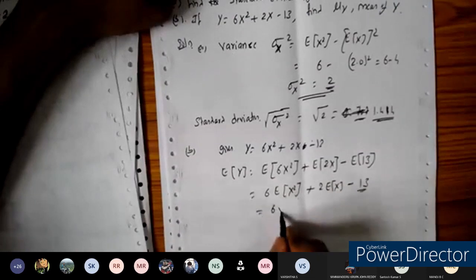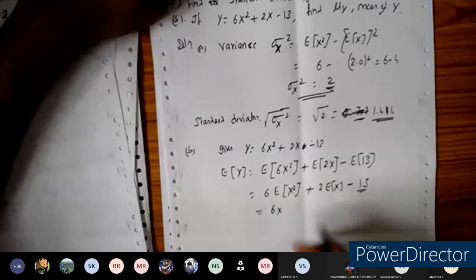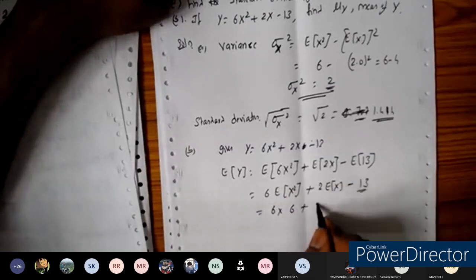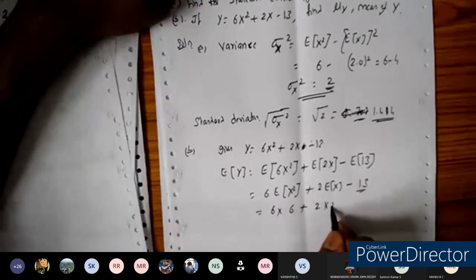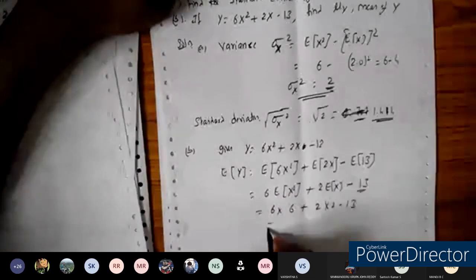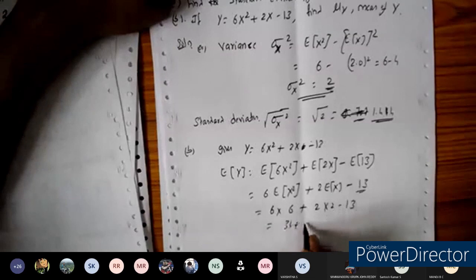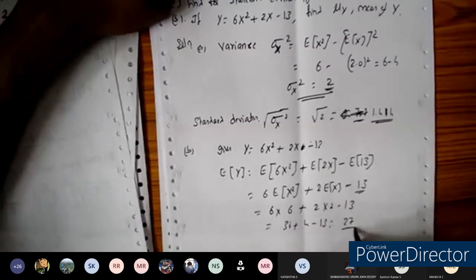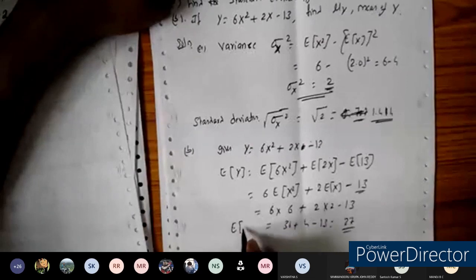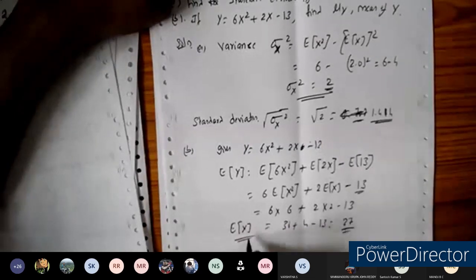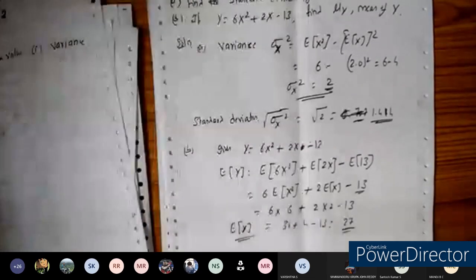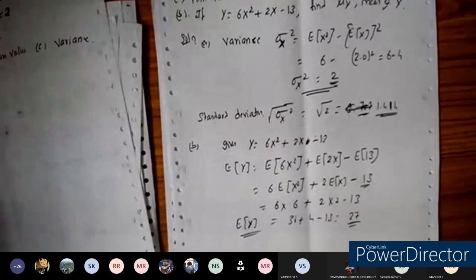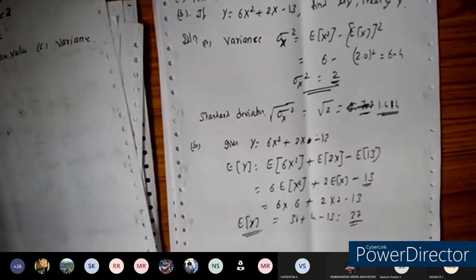Let us substitute here. So 6 into expectation of x square is nothing but 6, as given in the problem, and expectation of x is nothing but 2, minus 13. So 6 into 6 is 36, plus 4, minus 13. It will become 40 minus 13, which is 27. So the expectation of y is 27. We have already seen the properties of the expectation operator, so as per that we can write like this.